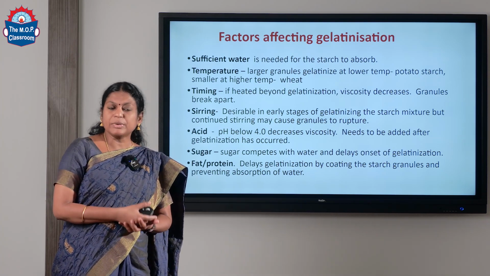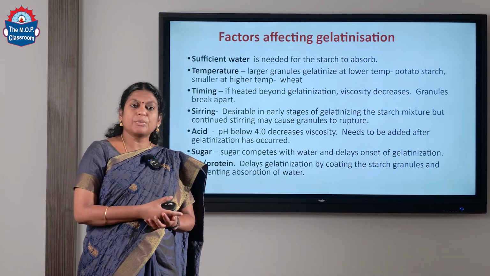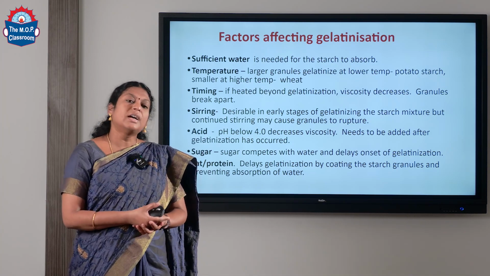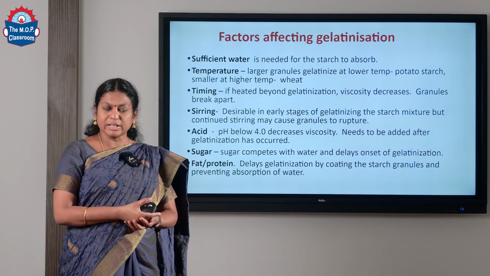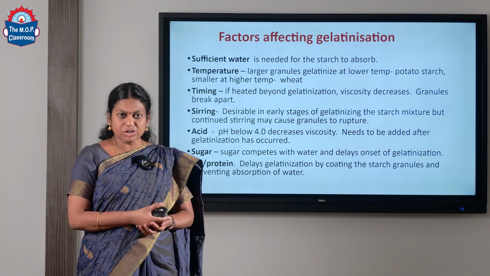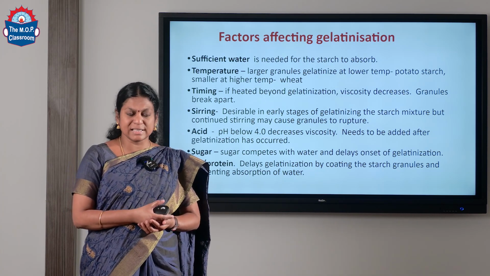So in recap, in today's session we have talked about the components of starch. Starch is made up of amylose and amylopectin. Amylose is a linear chain of glucose put together by alpha 1,4 linkage. Amylopectin is a branched chain, the branching happening by alpha 1,6 linkages.